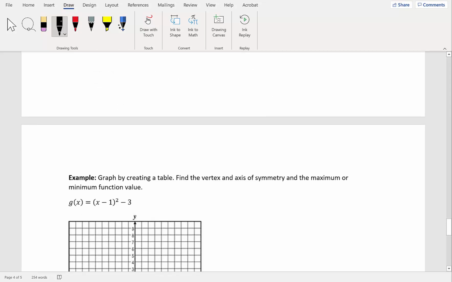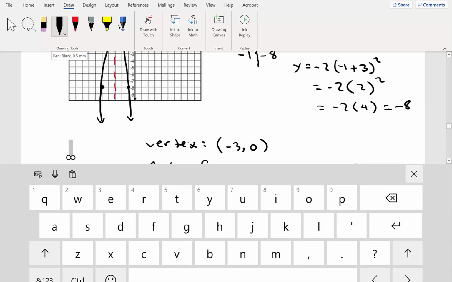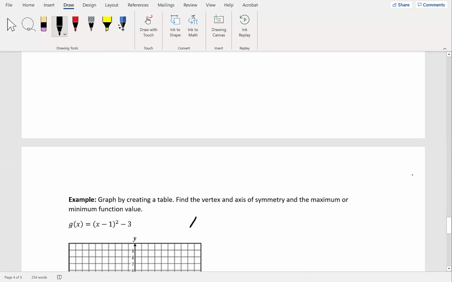So now, graph by creating a table, find the vertex and axis of symmetry, and the maximum or minimum function value. All right, so let's change, sorry about that, let's change g of x into a y. We have y is equal to x minus 1 squared and then minus 3.